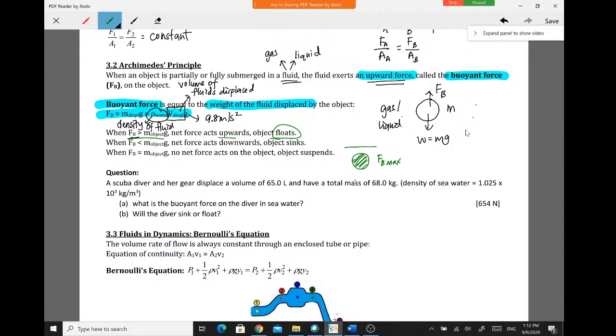If the maximum buoyant force is smaller than the weight of the object, then there is a net force going downwards, and eventually the object will sink down to the bottom. If the maximum buoyant force is just equal to the weight of the object, then there is no net force acting on the object, so the object will suspend.